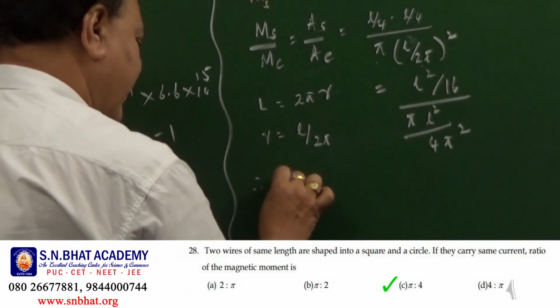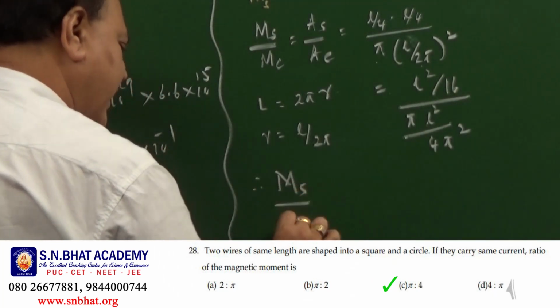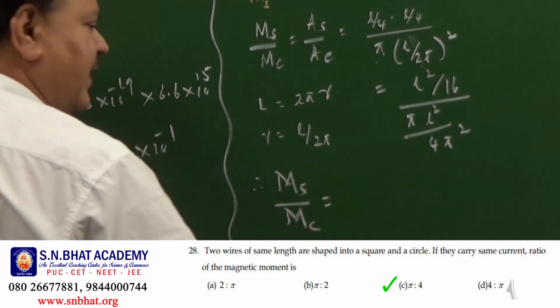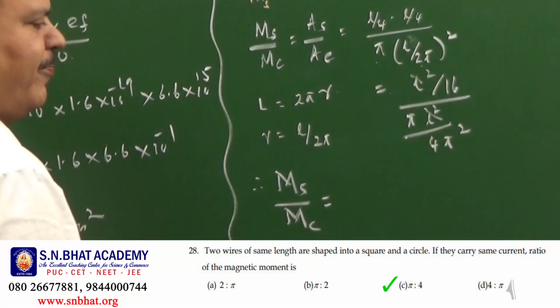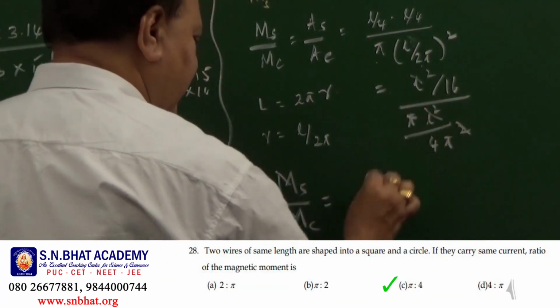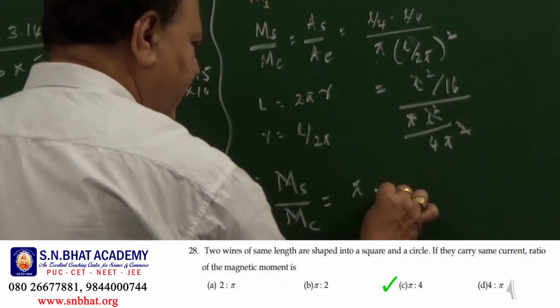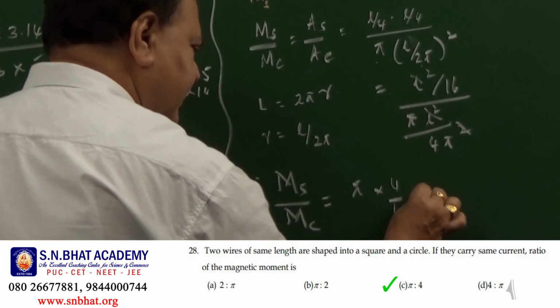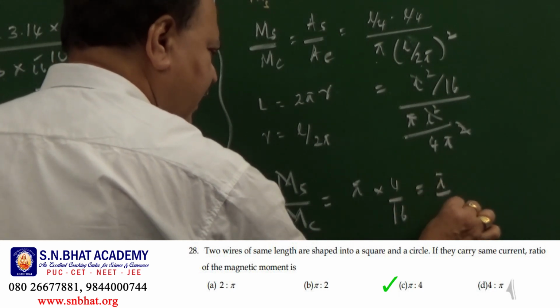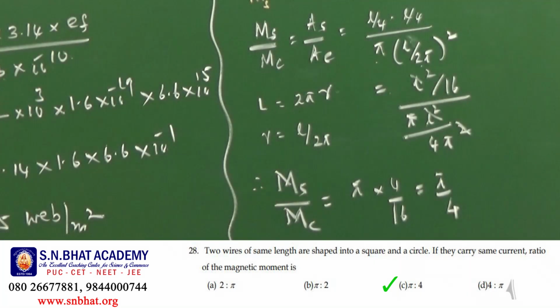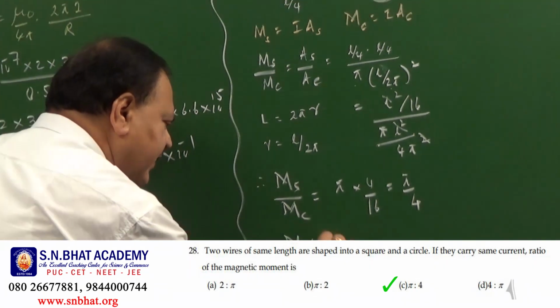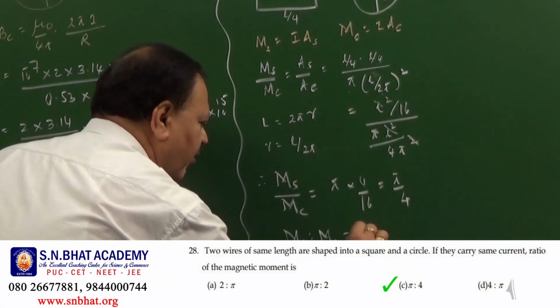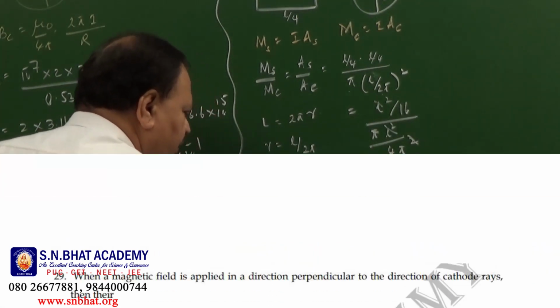Therefore your magnetic moment of the square divided by magnetic moment of the circle is equal to your L square get cancelled, pi also get cancelled, one of the pi comes to numerator, 4 also comes to numerator, 16 will be in the denominator. Your answer is pi by 4. Magnetic moment of the square is to magnetic moment of the circle is equal to pi is to 4.